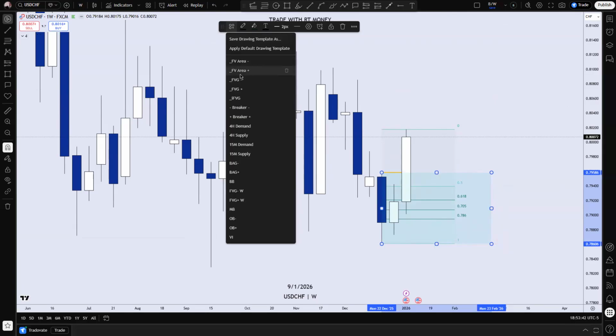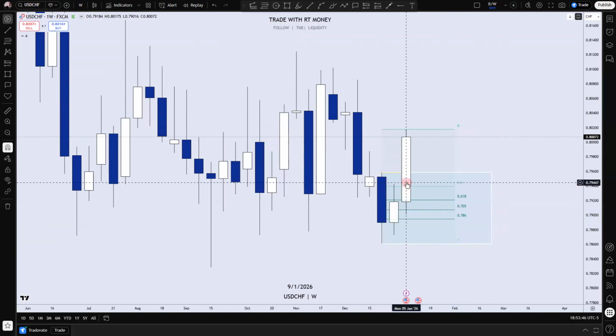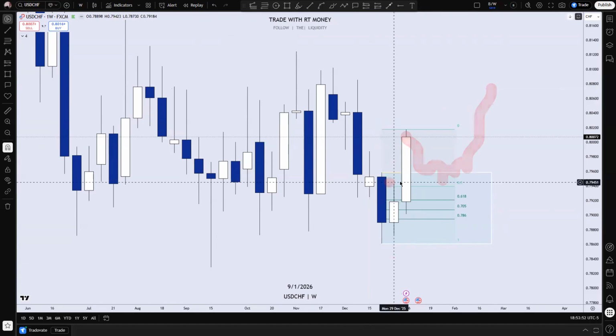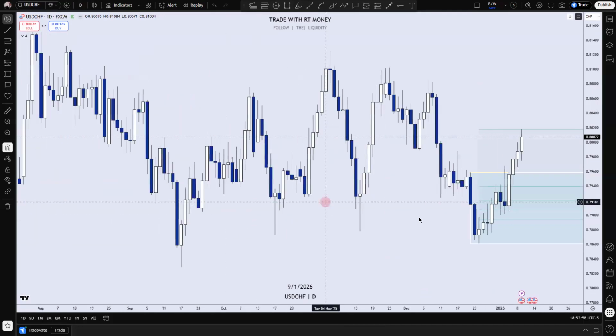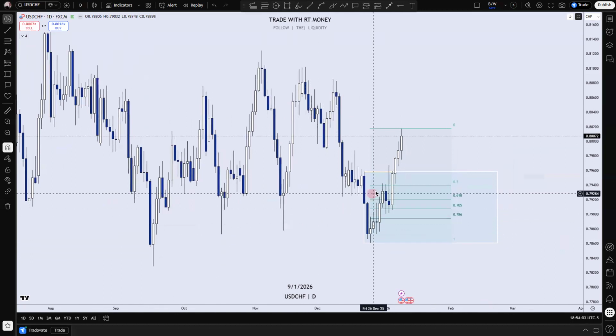Same formation, same formation. Okay. All right, so what does that mean? A pullback to this would make a very strong buy. That's all. And where would I look for the market to stop this pullback, as you said, Mr. RT Money?